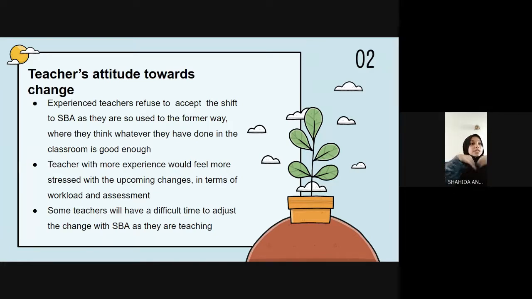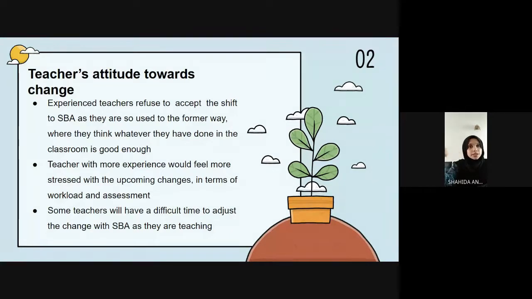Now, the second one is teachers with more experience would feel more stressed with the upcoming changes in terms of workload and assessment, because they have so much experience with the assessment before, and then they suddenly have, well, not suddenly, but they have to adjust to a different assessment. It can be a bit tiring because now they have to leave out the assessment they have done before, and then they have to double the amount of work because they have to adjust to the SBA. And some teachers will have a difficult time adjusting to the change with SBA as they are teaching.